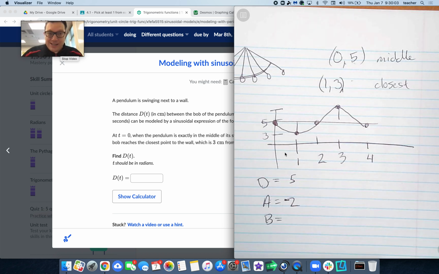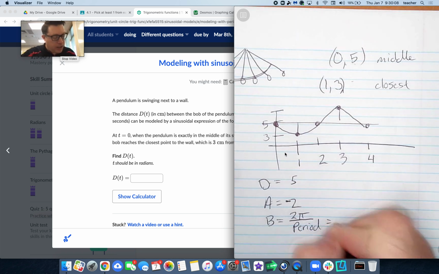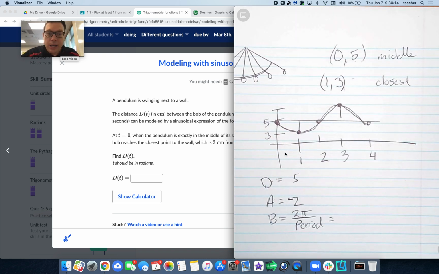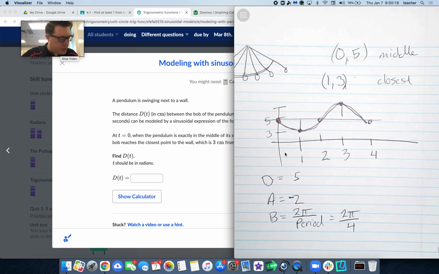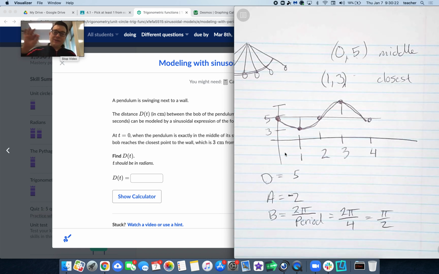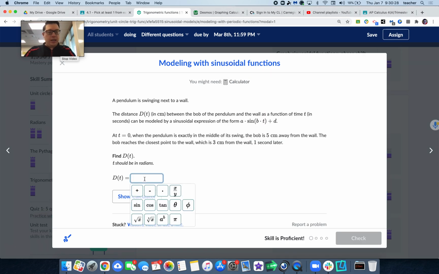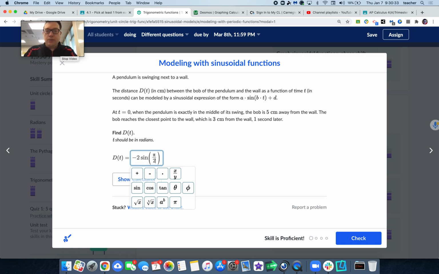B is the frequency, and from our previous notes, frequency is 2 pi over period. In this case, the period is how long this sine curve takes to make one cycle, and that's 4 seconds. So 2 pi over 4, reduce, why not, pi over 2. Put all of this together, and we have our sine equation. Let's go with negative 2 sine of pi over 2 t. Make sure your t is on the end or at the top of this fraction. And then last of all, plus 5.